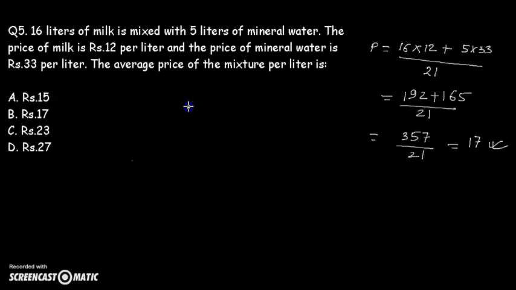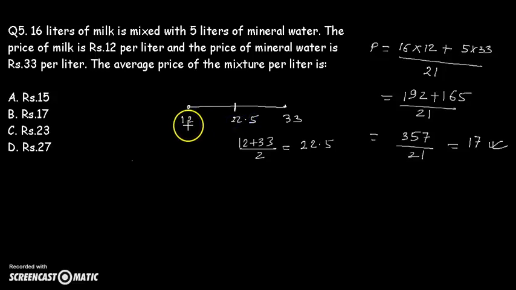However, you could attempt the question in this manner also. The mixing prices are 12 and 33. The midpoint will be somewhere over 12 plus 33 by 2, 45 by 2, which is 22.5. Had the milk and water ratio been 1:1, the value would have been 22.5.